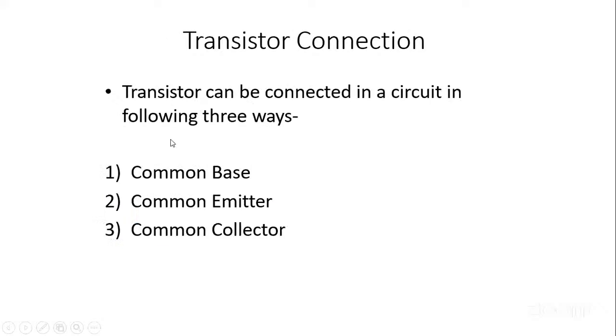So connections of transistors. We have three basic configurations of transistor, which are the common base, the common emitter, and the common collector. And the common simply is to let you know that the base is common to both sides. For common emitter, it implies that the emitter is common to both sides. And then for common collector, the collector is common to both sides.